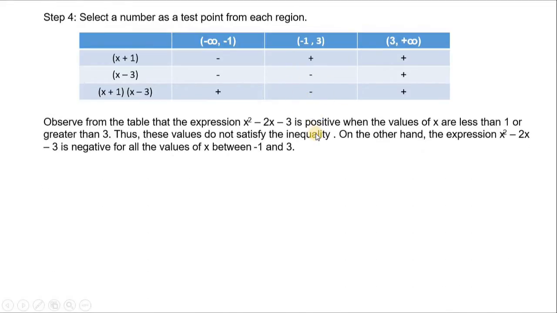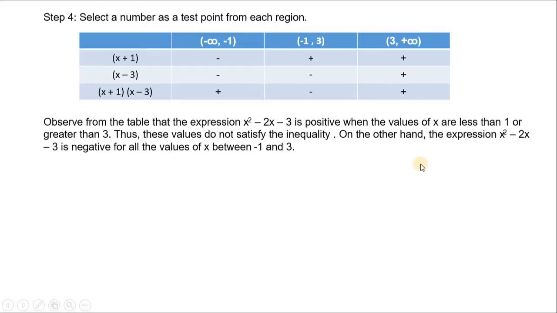So continue. Observe that the table above in the expression x squared minus 2x minus 3 is positive when the values of x are less than negative 1 or greater than 3. So, hindi siya pwede maging positive kasi less than 0 yung ating condition na dapat masatisfy. Thus, these values do not satisfy the inequality. Yung dalawang positive na yon. Kasi nga, yung ating inequality symbol ay less than.